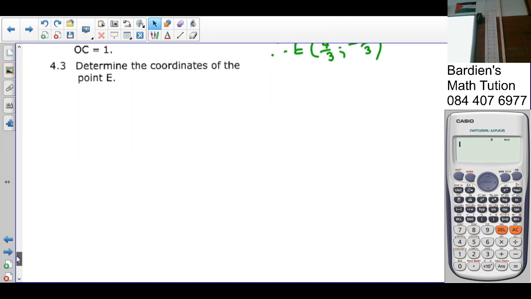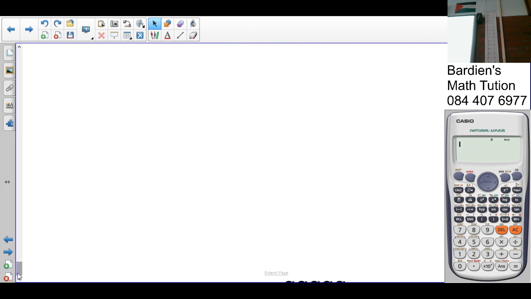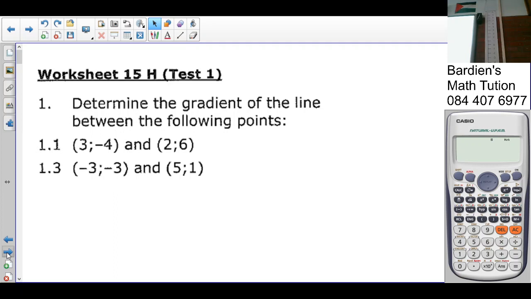The next question is worksheet 15H, number 1. The question says determine the gradient of the line between the following points. That is simple. I'm just going to do number 1.1.